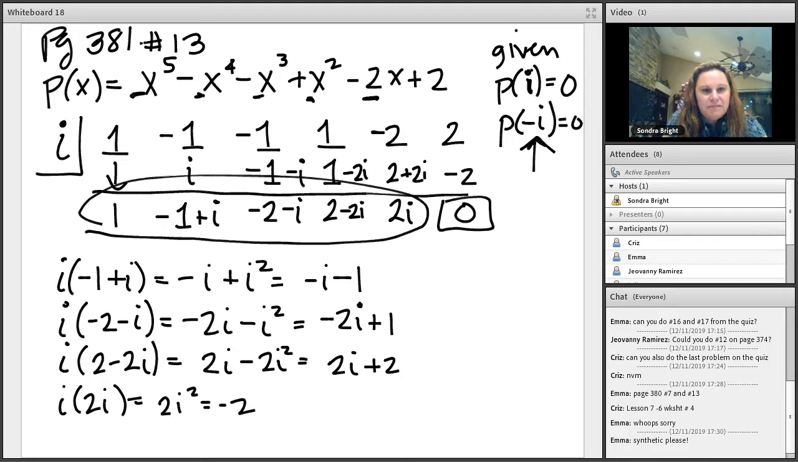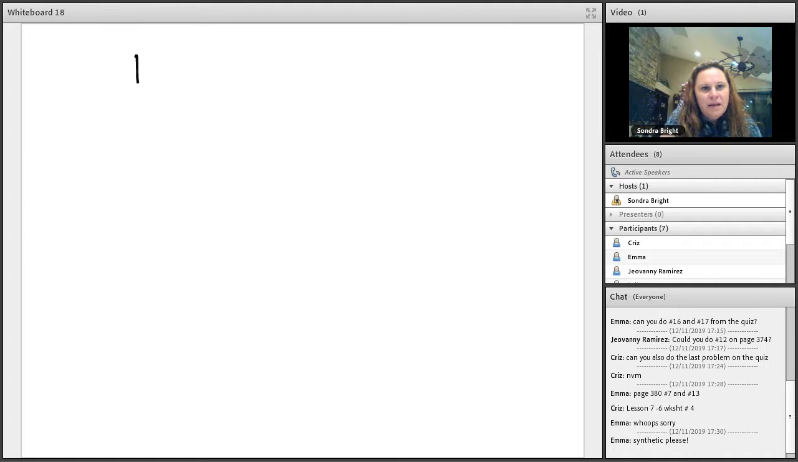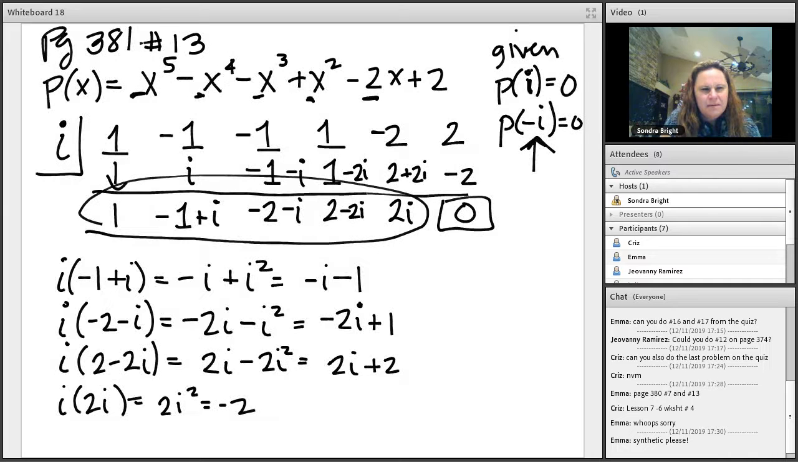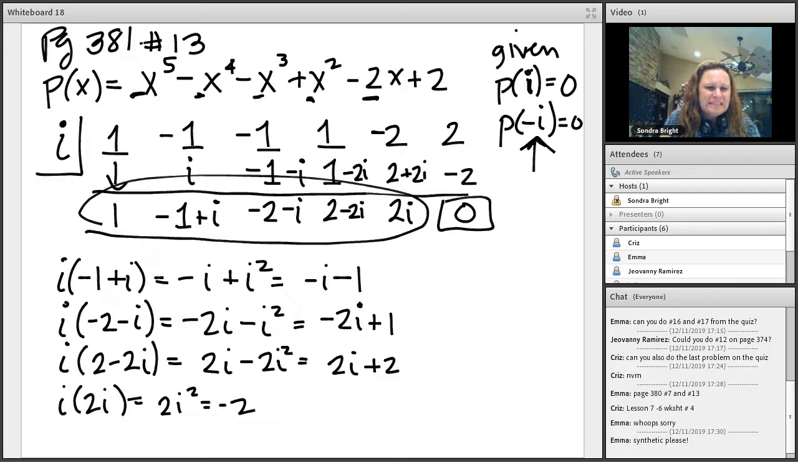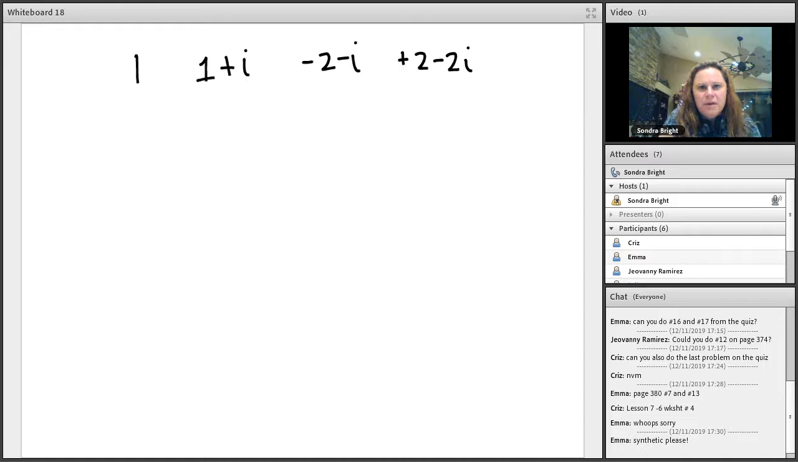All right, so I'm not going to remember these numbers, but it was a 1 and then a 1 plus i and then negative 2 minus i. I think the next one was a negative 2 minus 2i. Horrible memory with numbers. Nope, a positive 2. 2 minus 2i and then a 2i. Okay, those are my coefficients.